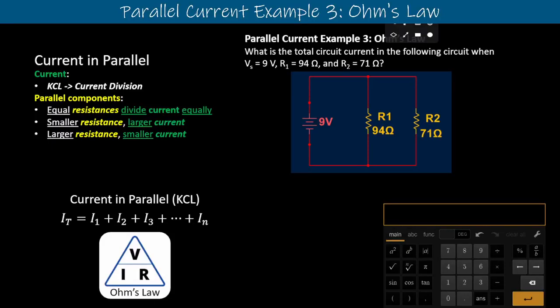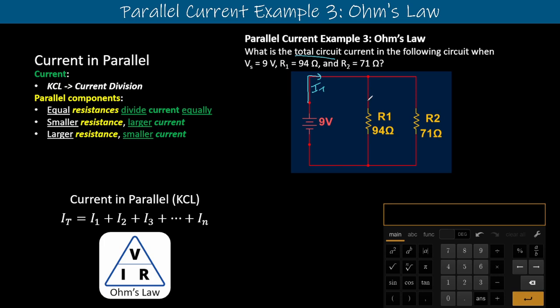Hello and welcome. In this video, we're going to look at how to apply Ohm's law to our parallel current expectations. So in this example, it says, what is the total current in the following circuit when the voltage source is 9 volts, the R1 resistor is 94 ohms, and the R2 resistor is 72 ohms? Right? So they want total current, which means it's the current at the very beginning entering the junction node, IT.